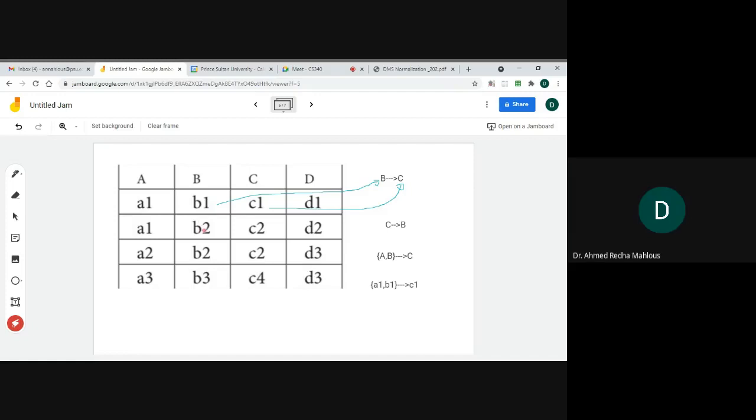Okay, it's different. If we had B1 here and B1 here, yes, there would be a violation, because the same value on the left-hand side doesn't give you the same value on the right-hand side. But here they are different. A1 B1, A1 B2, there is no problem.